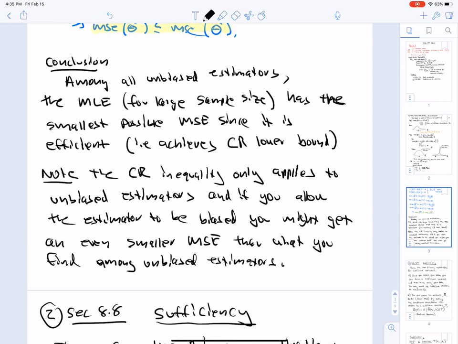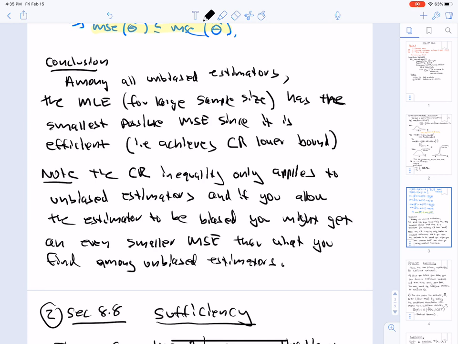So our conclusion is that among all unbiased estimators, the MLE, for large sample size, has the smallest possible MSE since it is efficient, i.e. it achieves the Cramer-Rao lower bound. So as far as unbiased estimators are concerned, the MLE is the bomb. Now, however, note that the Cramer-Rao inequality only applies to unbiased estimators, and if you allow the estimator to be biased, you might get an even smaller MSE than what you find among unbiased estimators.